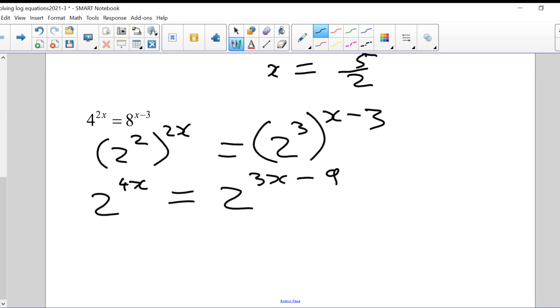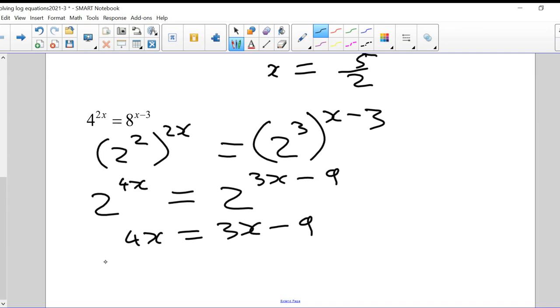Sometimes I've seen students make the mistake of thinking it's just 3x minus 3, but you have to multiply the 3 by both the x and the minus 3. So there you go. So now we can go ahead and drop the bases and say that 4x is equal to 3x minus 9.